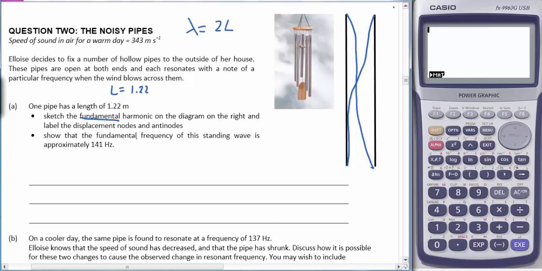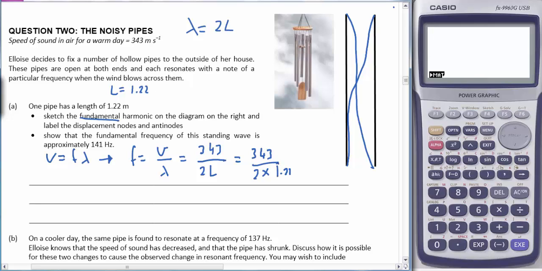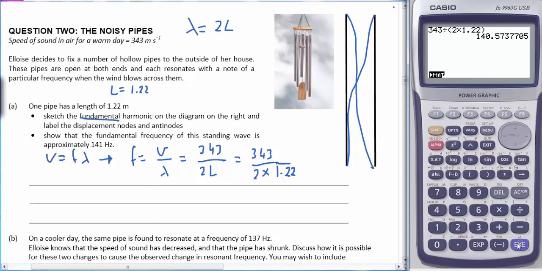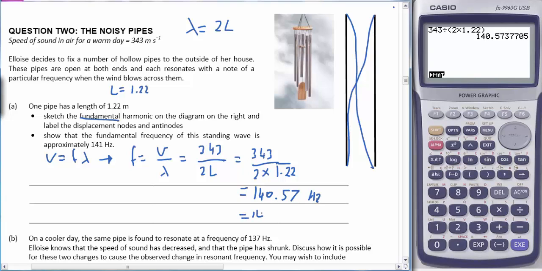The second bullet point, show the fundamental frequency of the standing wave is approximately 141 Hz. And so we've got v equals f lambda, and it is asking for the frequency. So if I rearrange this, it's going to be velocity over the wavelength. And I know up here that it's a warm day and the speed is 343 meters per second, and the wavelength is going to be twice the length. And so 343 divided by twice the length, and if they told me the length somewhere, yep, I've written it out, 1.22 meters, and we can come over to our calculator and go 343 and push equals, and I get 140.57 Hertz, which is basically the 141 Hertz they requested. That is worth a merit.